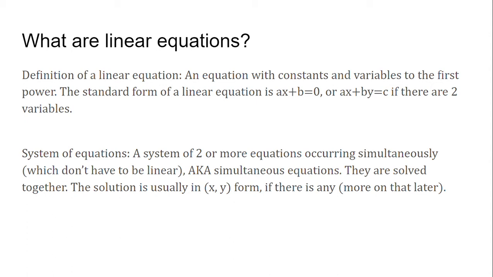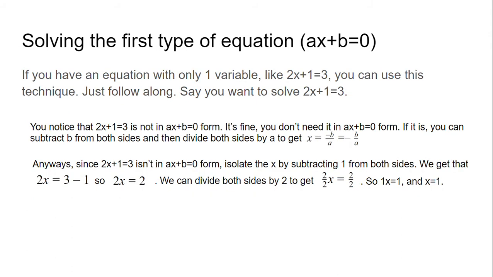A system of equations is a system of two or more equations occurring simultaneously, which don't have to be linear. This is sometimes known as simultaneous equations because they are occurring simultaneously. They are solved together. The solution is usually in x, y form, if there is any. More on that later. Solving the first type of equation, which is ax plus b equals 0.